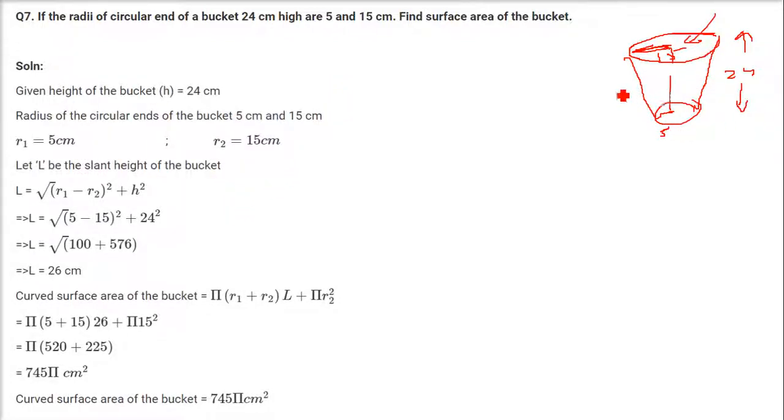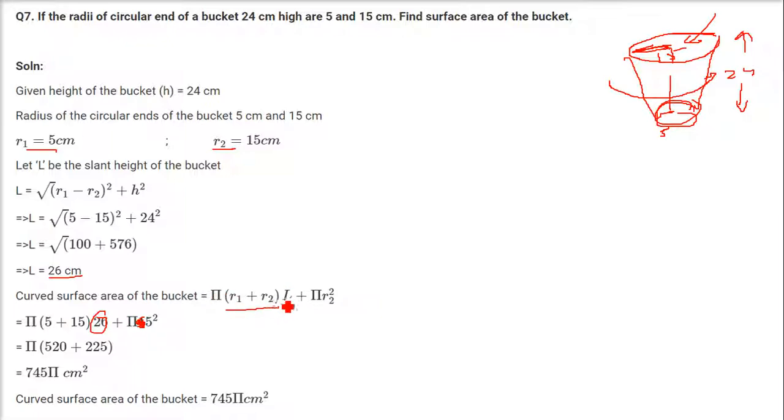Surface area of the bucket, because this side is open, so it will be curved surface area, that is pi into (r1 plus r2) into L, plus this surface, that is pi into 5 square. So we have to find out this slant height. R1 is given, R2 is given. So we find out the slant height, under root (R1 minus R2) whole square, or (R2 minus R1) whole square, plus h square. So (5 minus 15), or (15 minus 5) whole square plus 24 square. So L will come as 26. So you have to use 26 here.